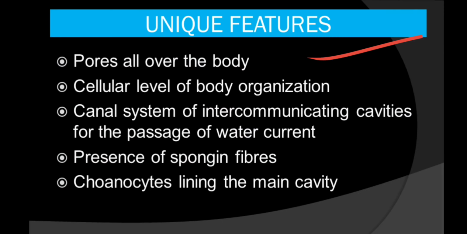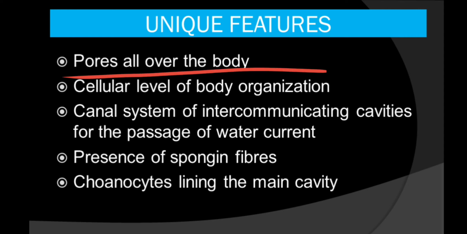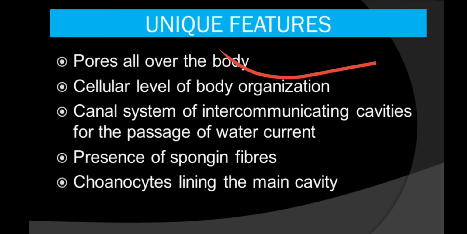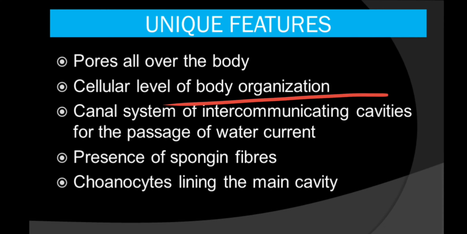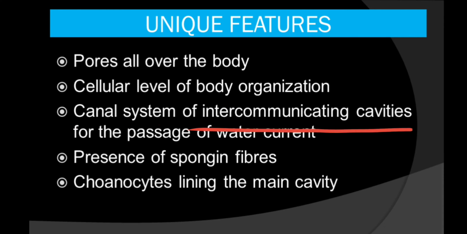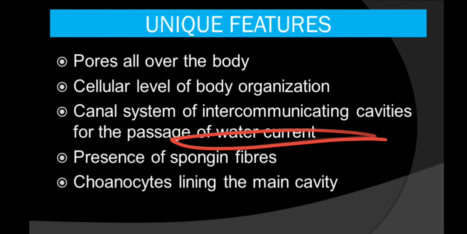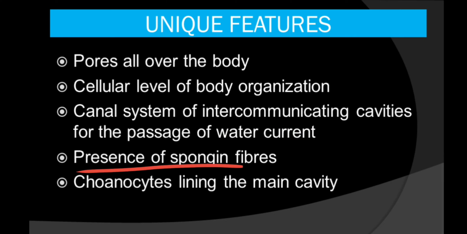Now these are the unique features. So unique features are the characteristics of the phylum Porifera only. So you have to focus on these unique features. There are pores all over the body, means ostia. These are the pores through which the water enters into the spongocoel and out from the osculum. Whereas they have a cellular level of body organization. Alright, canal system of intercommunicating cavities for the passage of water current, as we have seen three main types of canal system, right? Then presence of spongin fiber.